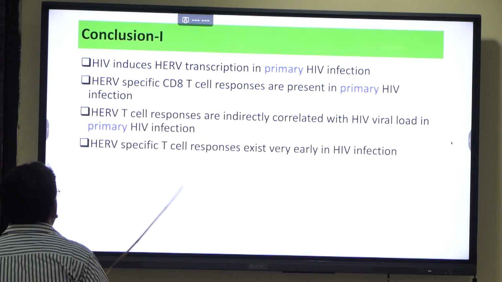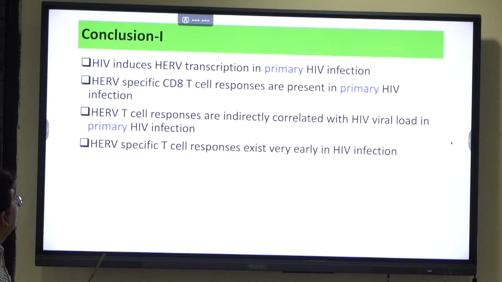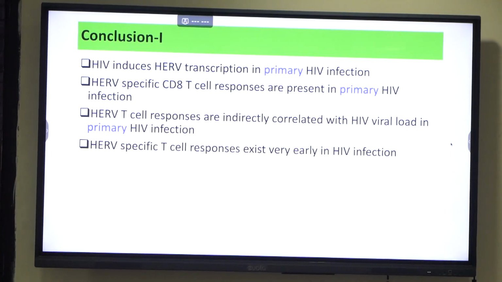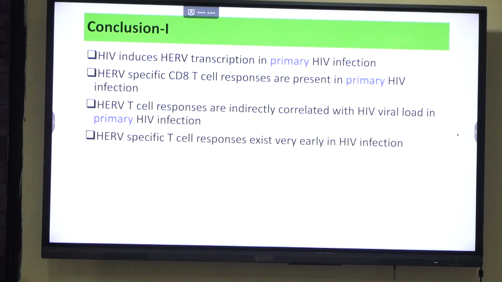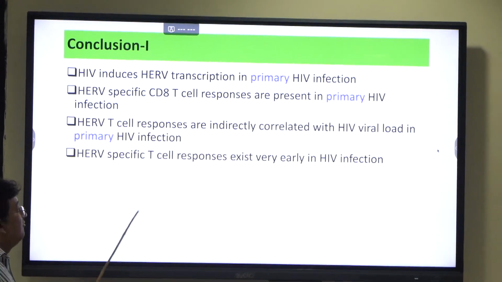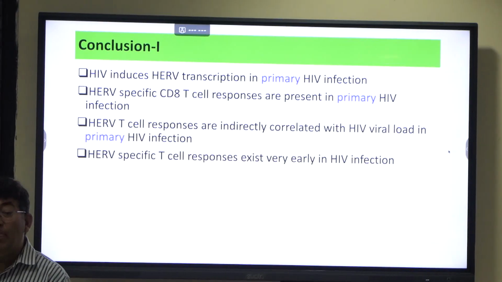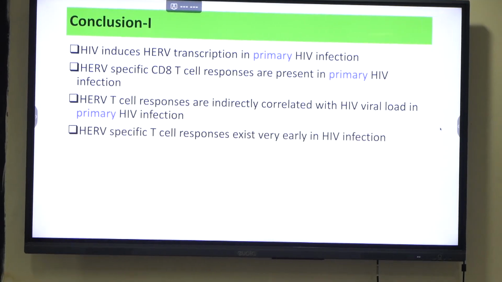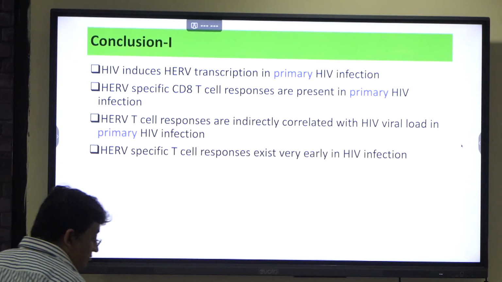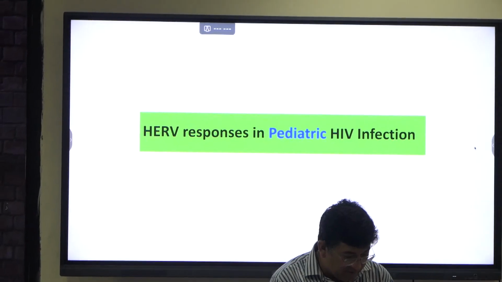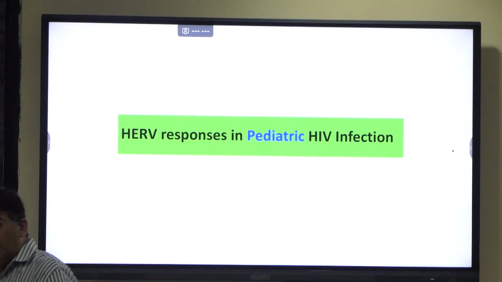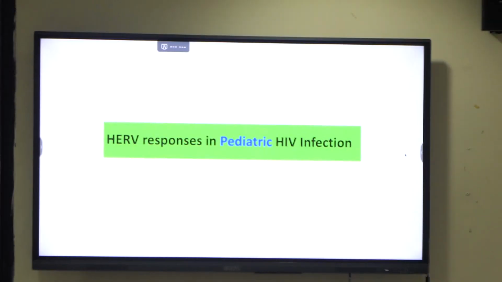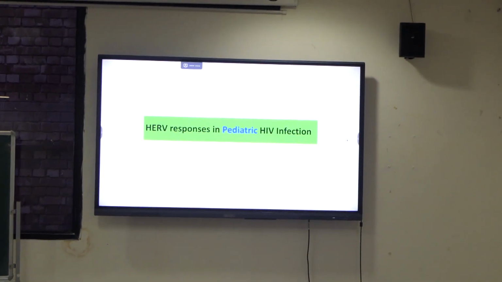Now, that's what we say: HIV induces HERV transcription in primary HIV infection. HERV-specific CD4 T-cell responses are present in primary HIV infection, and HERV T-cell responses are inversely correlated with the viral load in primary HIV infection. HERV T-cell response exists very early in HIV infection. These are important points, but we do not know what happens if a person lives with HIV for tens of years. That is also a very crucial phase of HIV infection. So the second part of the discussion is, once we have discussed primary HIV infection, what happens in pediatric HIV infection.